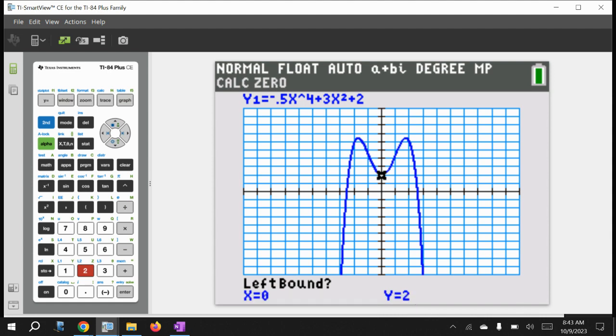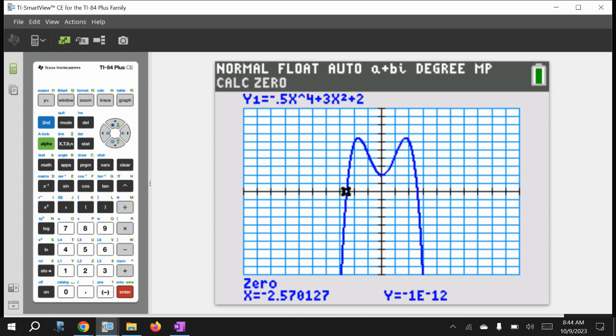So I chose option 2, and it asks for a left bound, and it's going to ask for a right bound. If I want to find this one, the left bound needs to be to the left of that point. So I'm going to move my arrow over here to the left, and that is definitely to the left of that x-intercept. I'm going to hit enter. Then I'm going to move to the right, and that's definitely to the right of that x-intercept. I'm going to hit enter again, and then it asks me to guess. I'm just going to move back a little closer to it and hit enter. And there it found negative 2.57 and some change.